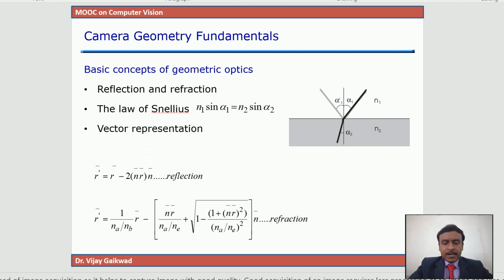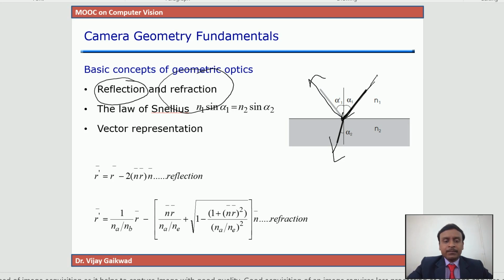So let's understand the basic concepts of geometric optics. There are two main concepts called reflection and refraction. Reflection is the concept when a light ray is incident on a surface and it is reflected by the surface. And refraction is a phenomenon where the entered light passes through the medium and goes through the medium.